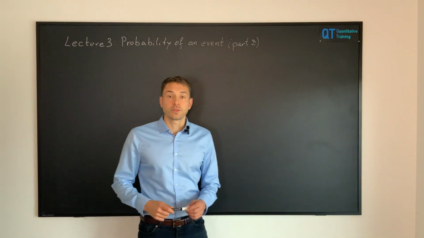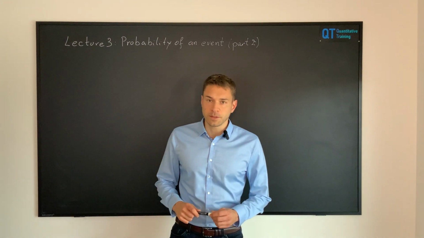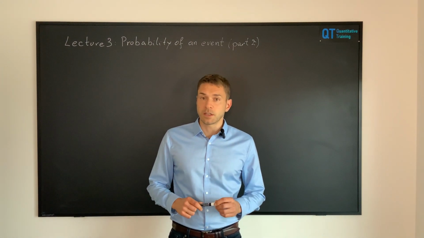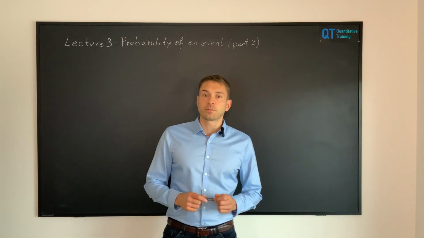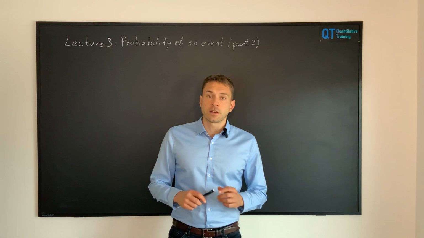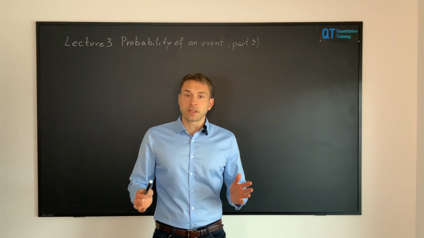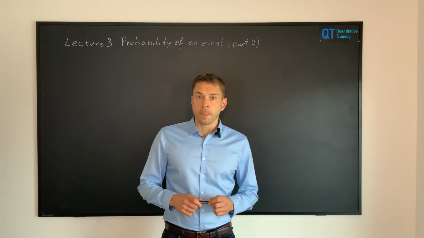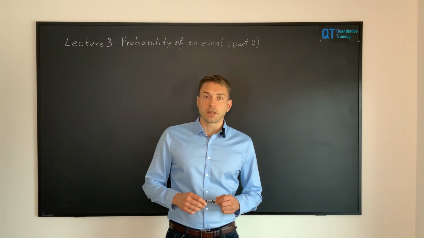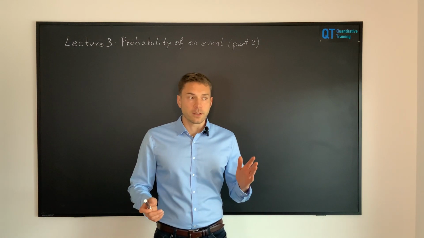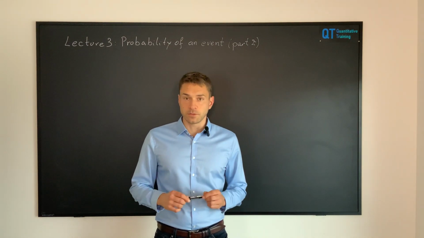Hello and welcome to the third lecture on probability theory, where we are going to compute the probability of a particular event, part 2. In the previous lecture, we worked out the probability of the random experiment of flipping a coin 2 times in a row. In this lecture, we are going to focus on a different random experiment, namely the roll of a die 2 times in a row.